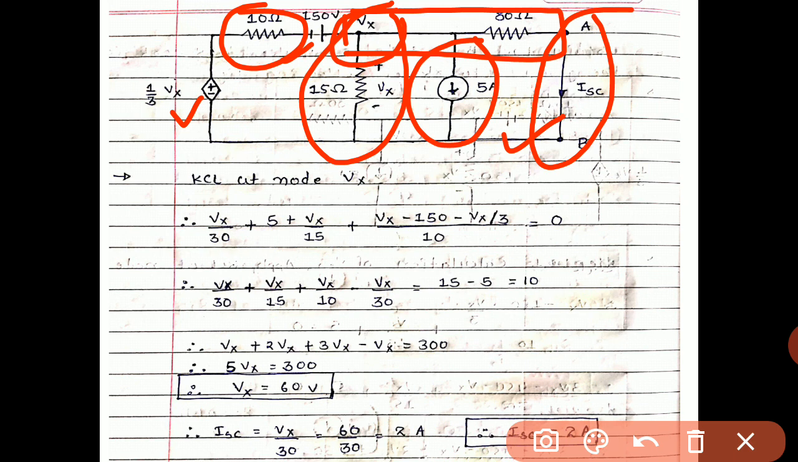So we have both the values. We easily find the value of IS, that is Vx divided by 30, which equals 60 divided by 30 ohm. So we get the value of short circuit current ISC, that is 2 ampere.